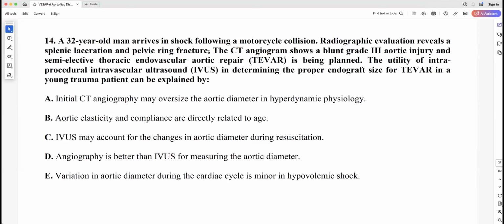So let's start one by one, Ahmed. Initial CT angiography may oversize the aortic diameter in hyperdynamic physiology. The opposite is true. It undersizes.